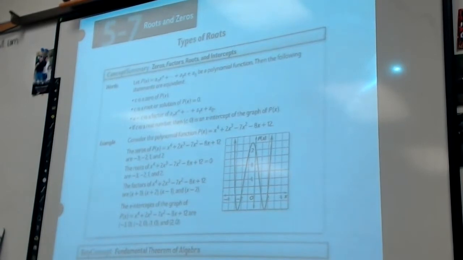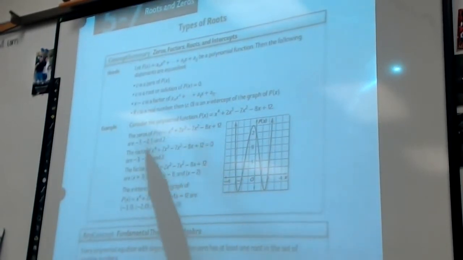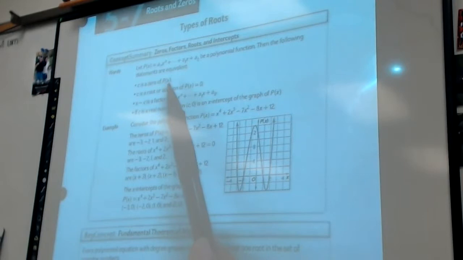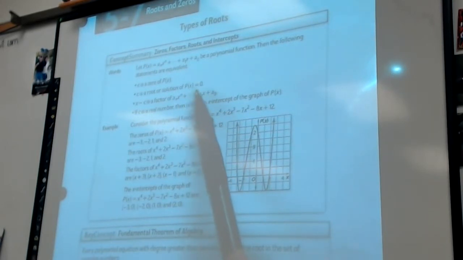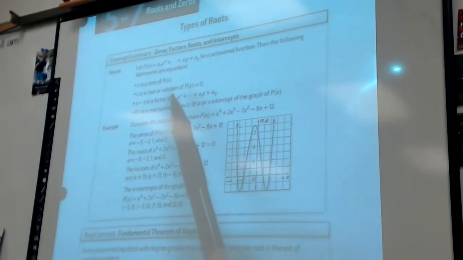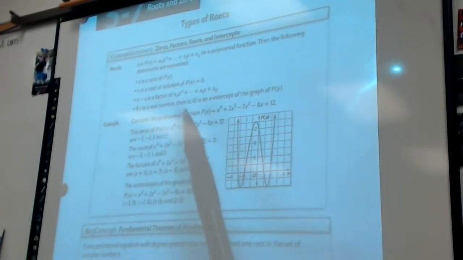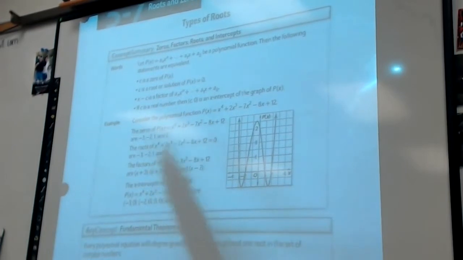okay? All right, so basically this concept summary here just says you have a polynomial function. If you have a constant c that's a zero of the function, then that constant is a root or solution of that function set equal to 0, okay? Then x minus c is a factor of that polynomial function. And if c is a real number, then (c, 0), that ordered pair, is an x-intercept, okay, if c is a real number. So you can have roots or solutions that don't cross the x-axis because they're not real. They're in the complex system.